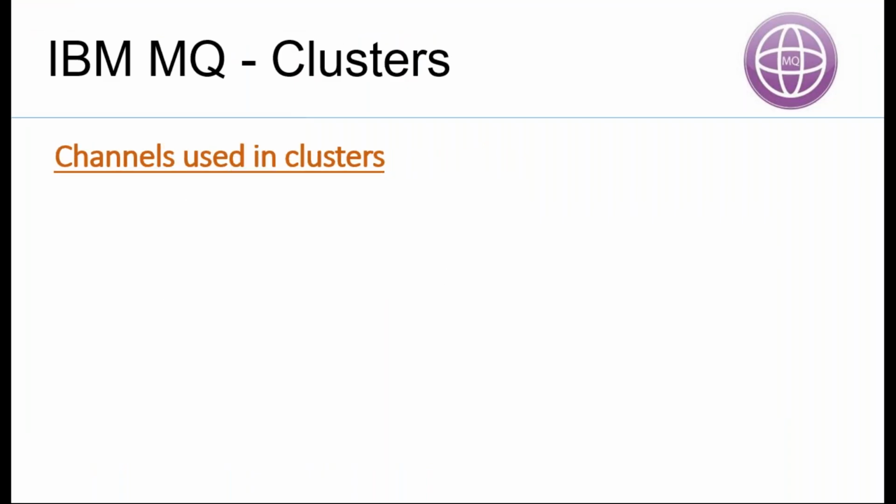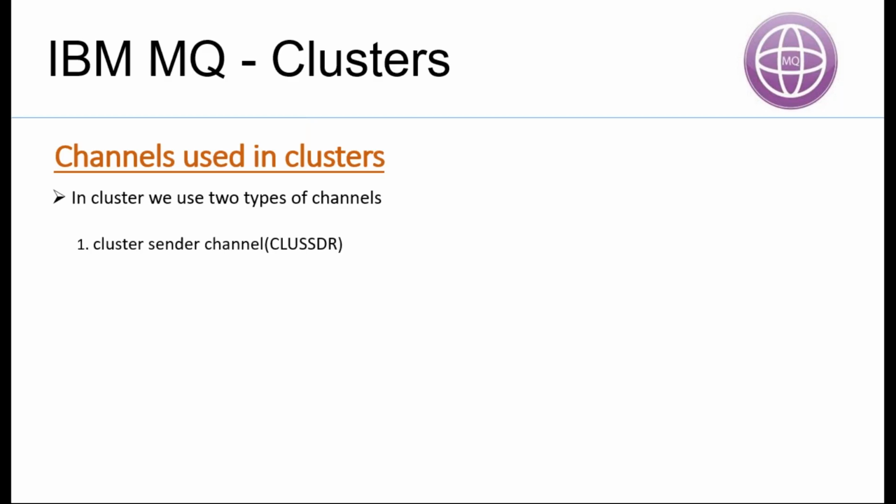Now we need to understand what are the channels that are used in the cluster. So in cluster, we use two types of channels: cluster sender channel and then cluster receiver channel. In the point-to-point setup, we already know about two channels: sender channel and receiver channel. So what is the usage of sender channel in the point-to-point setup? To establish a communication between sending queue manager and receiving queue manager.